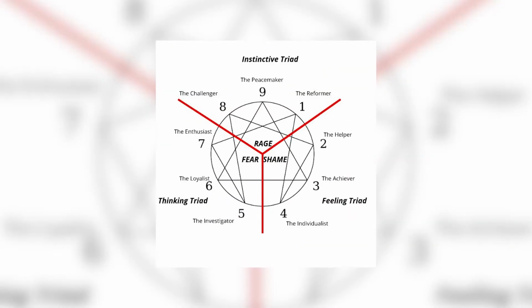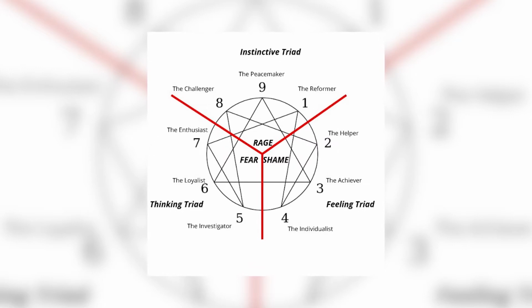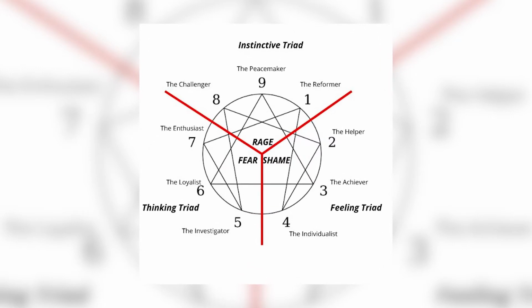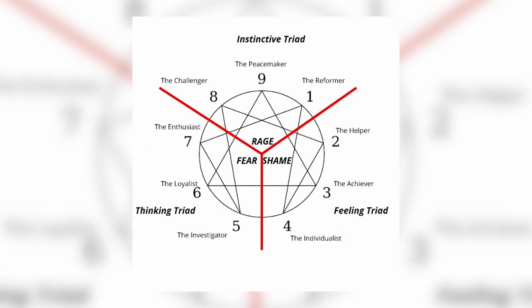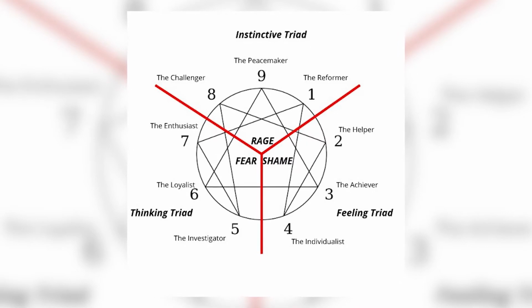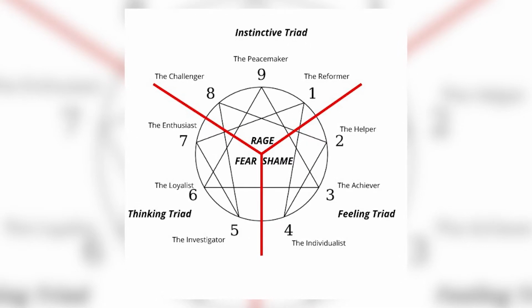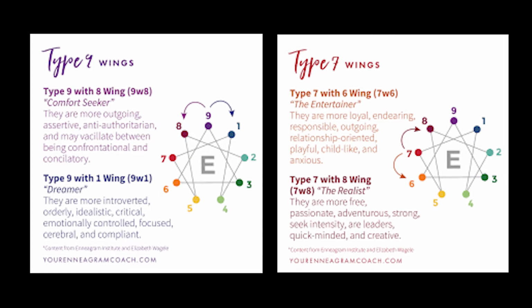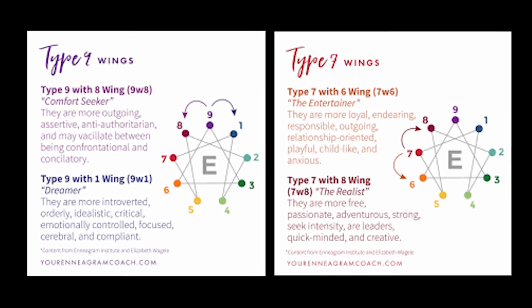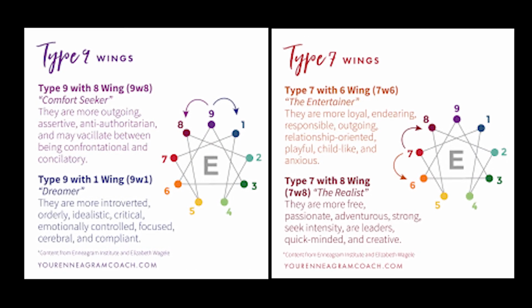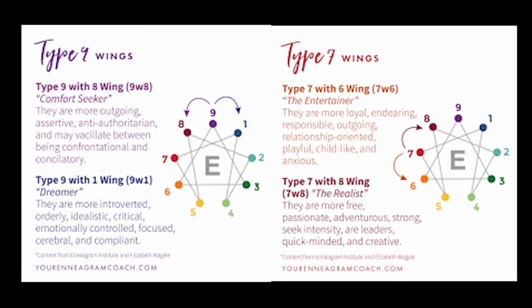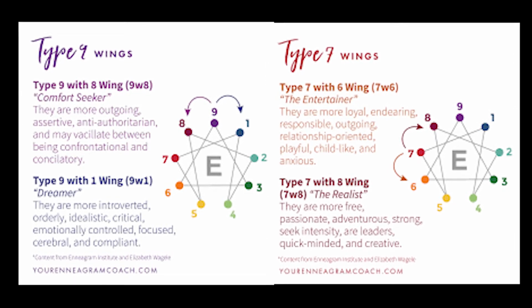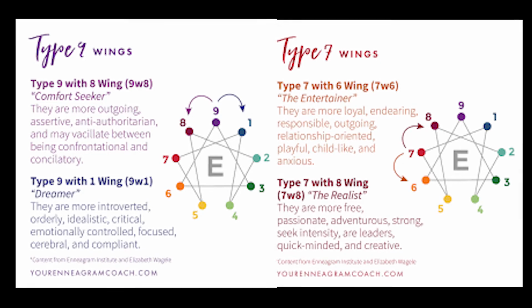The types on either side of each core type are called wings. It is believed that wings represent related personality styles which we can transition into in order to develop new facets of ourselves. Many people identify strongly with the description of one or both of their wings in addition to their primary type, and understanding the influence of the wings can help to add more nuance to one's understanding of themselves.